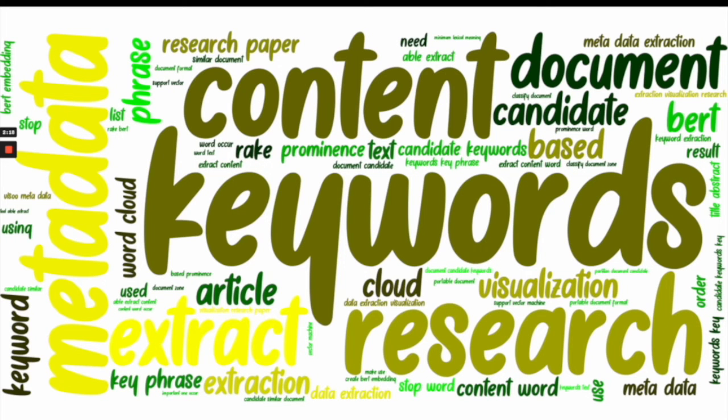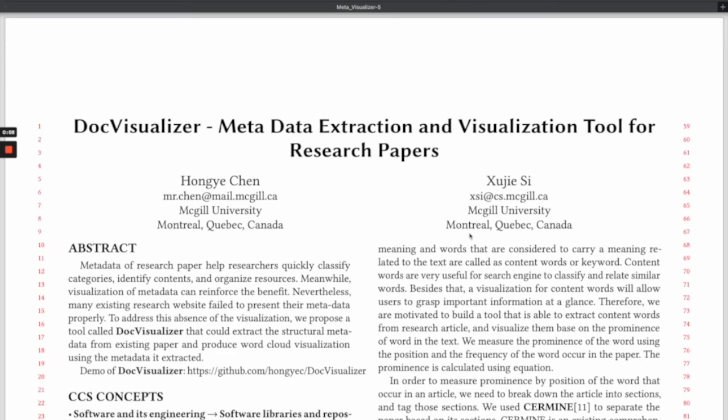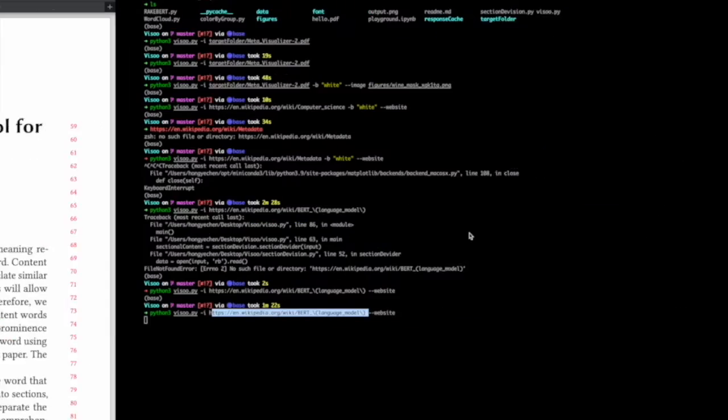So here's an example of the word cloud of our own research paper, DocVisualizer. You can see the keywords here are keywords, metadata, visualization. Users can also customize their own shape, color, and font. And I will do a demo in a second. I will use DocVisualizer to try to extract the data from this DocVisualizer research paper.